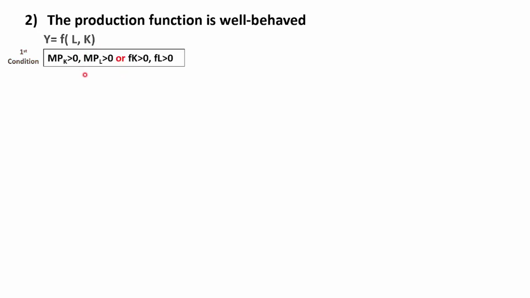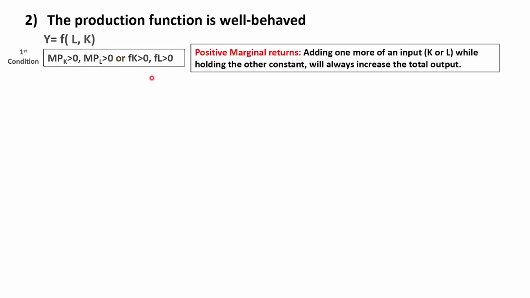The production function is well behaved. So this is the production function. When the production function is well behaved, then it has 2 properties or 2 conditions. The first condition is MPK and MPL greater than 0. Here MPK and MPL mean marginal product of capital and marginal product of labor. In mathematics we say first partial derivative greater than 0. In language we say positive marginal returns. This means adding one more unit of an input, that is capital or labor, while holding the other constant will always increase the total output. So when you increase the input, definitely there will be an increase in output.